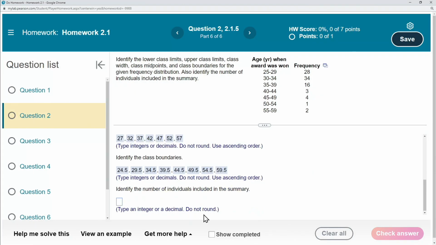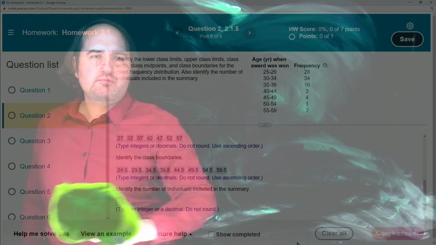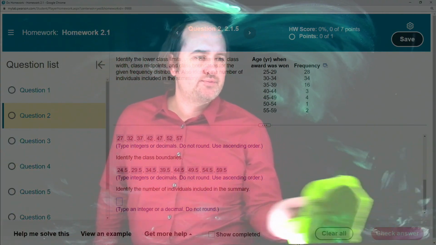Okay, and then there's just one more thing that we need to go over here, but the slides, my other video, don't completely cover it. We kind of have already seen this when we did relative frequencies, but they're asking us to identify the number of individuals included in the summary. That last box there is our last question. So how are we going to do that? How are we going to identify the number of individuals?